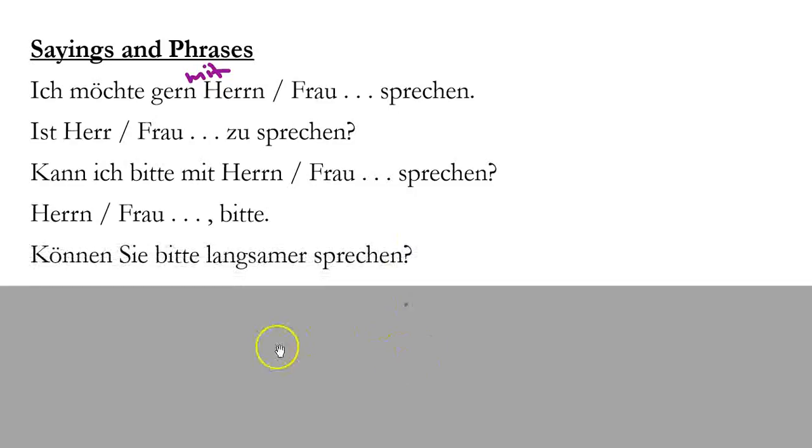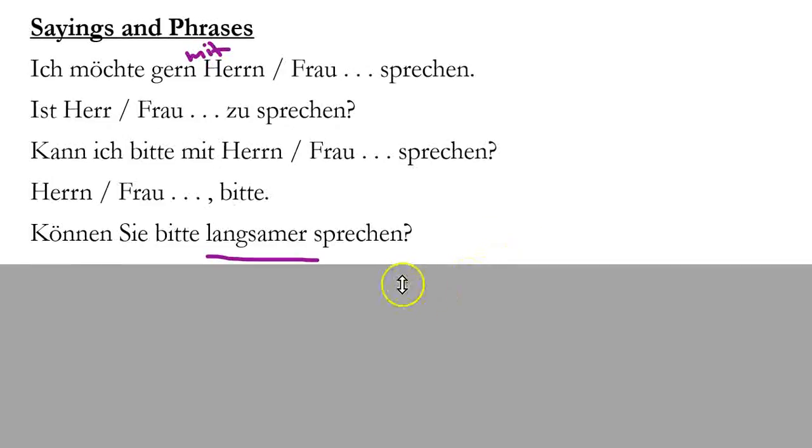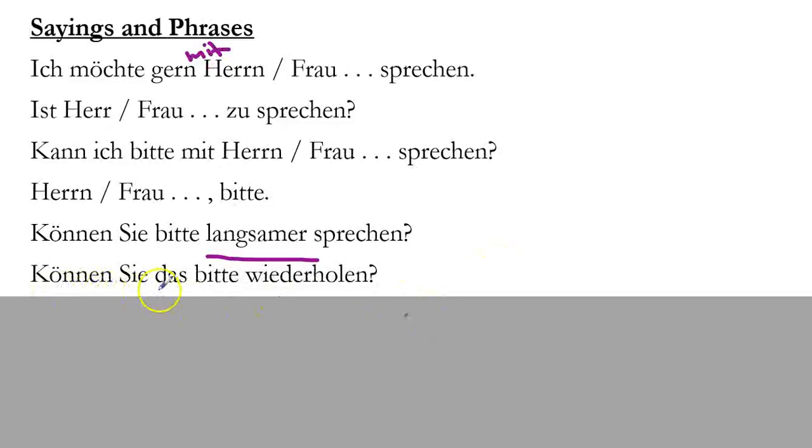This one sometimes, especially if you're a language learner, you'll have to say, können Sie bitte langsamer sprechen? Can you please slower speak? Can you please speak slower? Or can you please speak slowly? Können Sie bitte langsamer sprechen? Können Sie das bitte wiederholen? Can you that please repeat? Can you please repeat that? Wiederholen, to repeat.